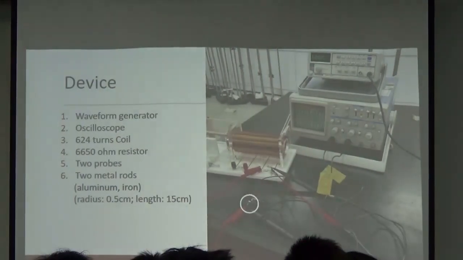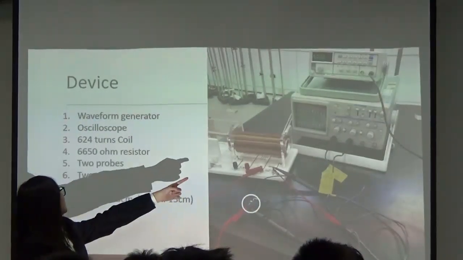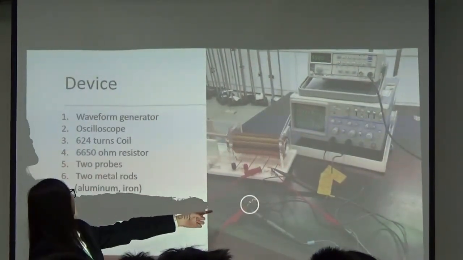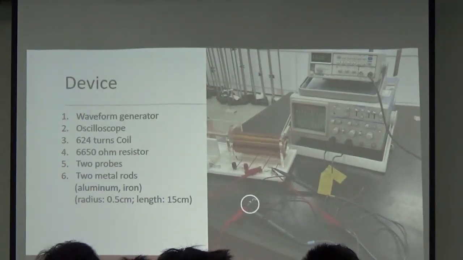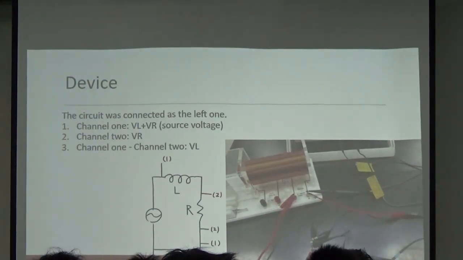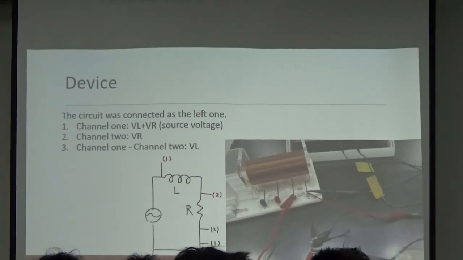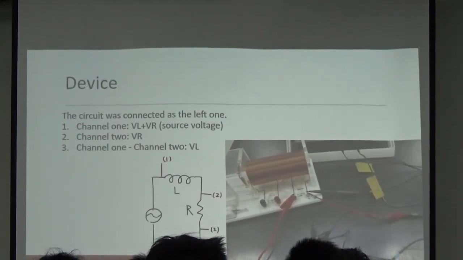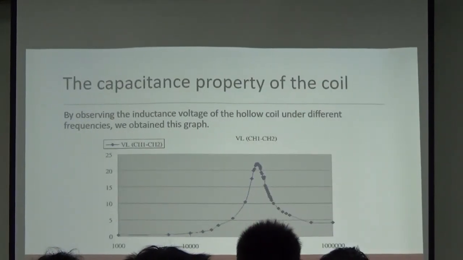This is our device. First, the waveform generator, and then the oscilloscope, a 634 turns coil, a 6650 ohms resistor, and 2 probes, and also 2 metal rods, one aluminum, one iron, and both of them have a radius of 0.5 centimeter, and the length is 13 centimeters for both. The circuit was connected as the left one. For channel 1, we have the source voltage, channel 2, we have the VR, and for channel 1 minus channel 2, we use the function of the oscilloscope to get VL.